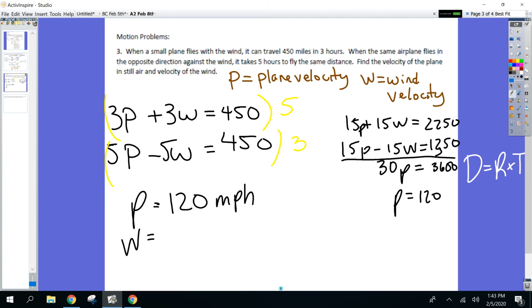I've been lost. Okay, 120. Where are you plugging it into? Top or bottom? Okay, so 3 times 120. Move it over by, how am I going to move it over? Okay, 450 minus whatever you have. And then how am I getting rid of the 3? Yep. There you go. Thank you.